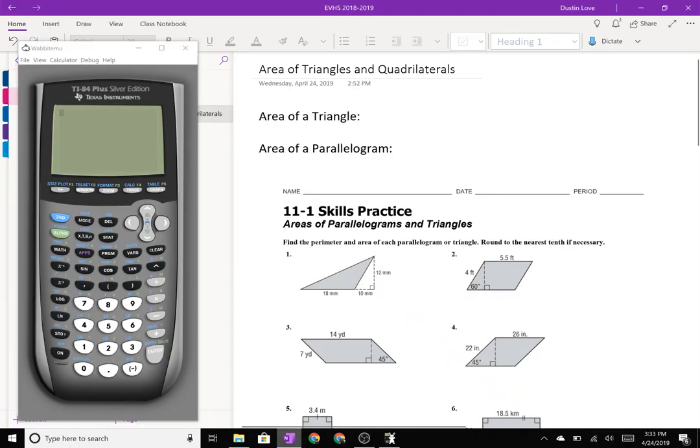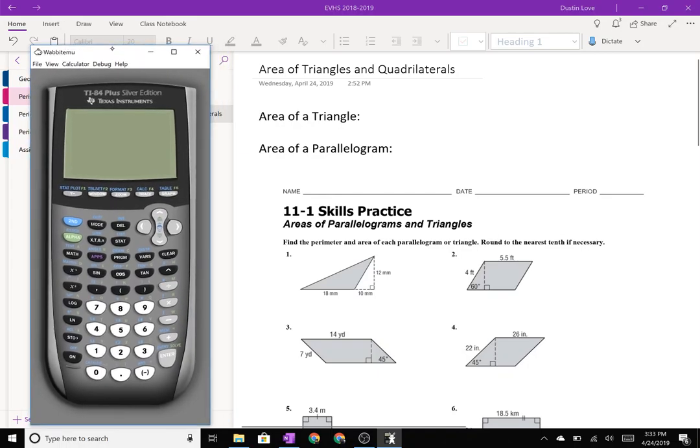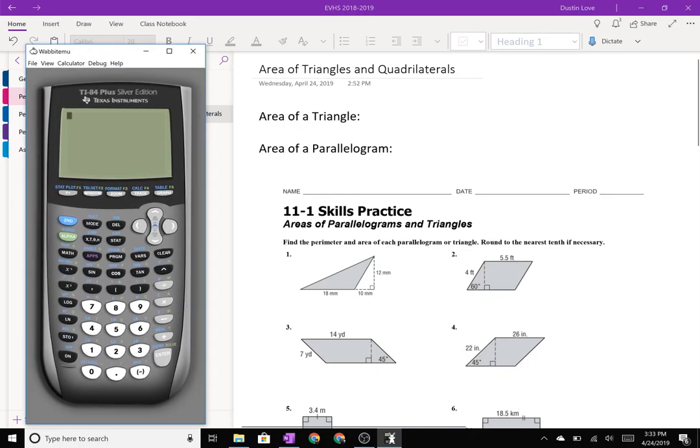All right, Patriots, I'm sorry that I wasn't able to be in today. I'm over at Wagner doing some observations, and I'll be back with you guys again tomorrow. But let's go ahead and get started on this.